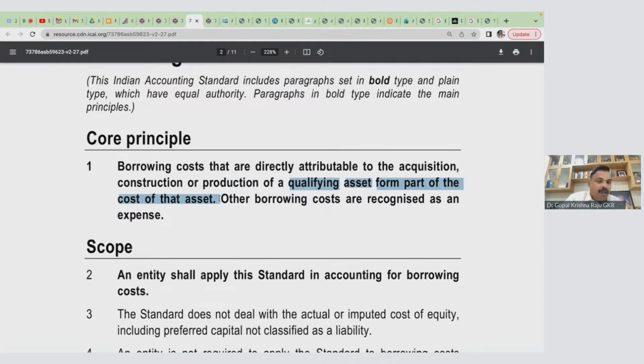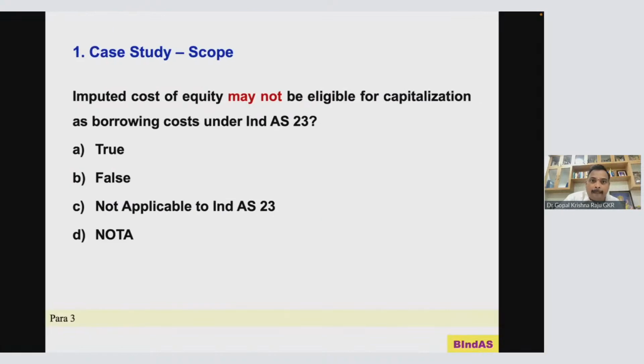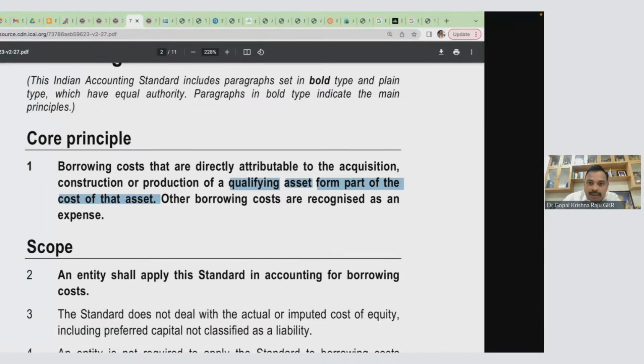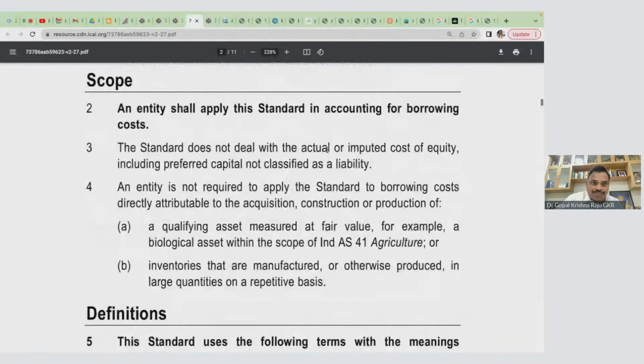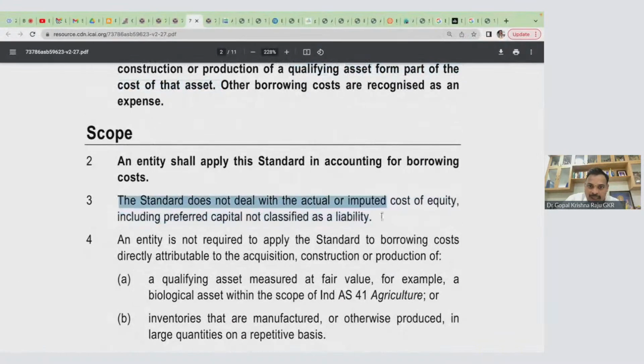Very, very interesting terminology. Now, where is it? This standard is not applicable to imputed cost of equity. I'll come to this third one. This standard does not deal with the actual cost of equity or imputed cost of equity, including preference capital not classified as liability.